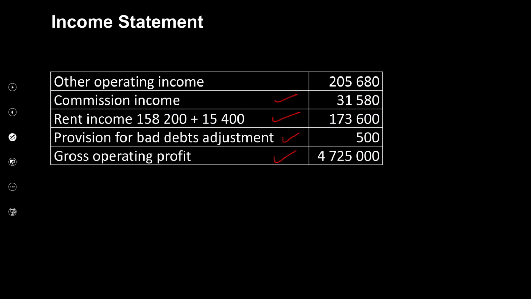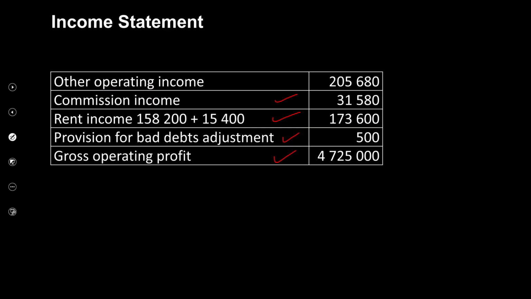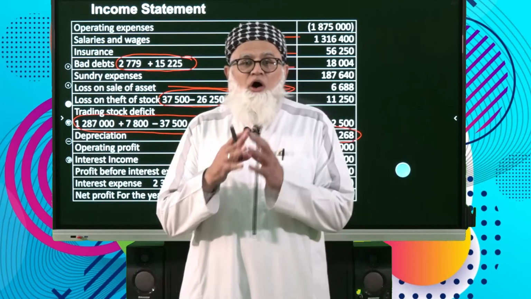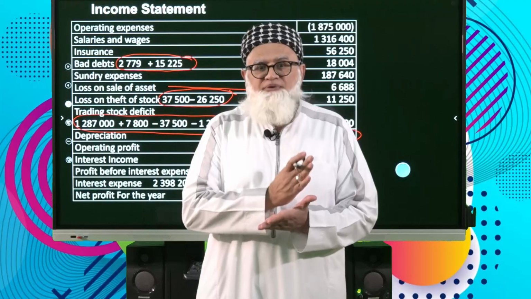Because you've done the calculation prior to it, it would actually feature in your statement of comprehensive income as your calculation shows here: depreciation 256,268. You've got your operating profit. You add your interest income, and that will be your operating profit before interest expense. You've got the interest expense, which we've also calculated, to give us a net profit for the year of 2,720,000.